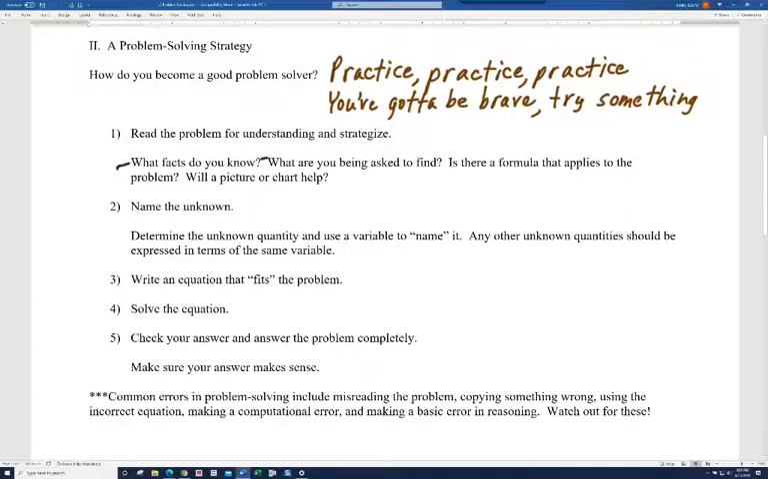Maybe there's a formula that may apply to the problem. Maybe a picture or a chart might help. Write some things down and see where it goes. With experience, you get better at that kind of thing. All right, so number 1, you've got to understand the problem first. And at some point, you start strategizing.